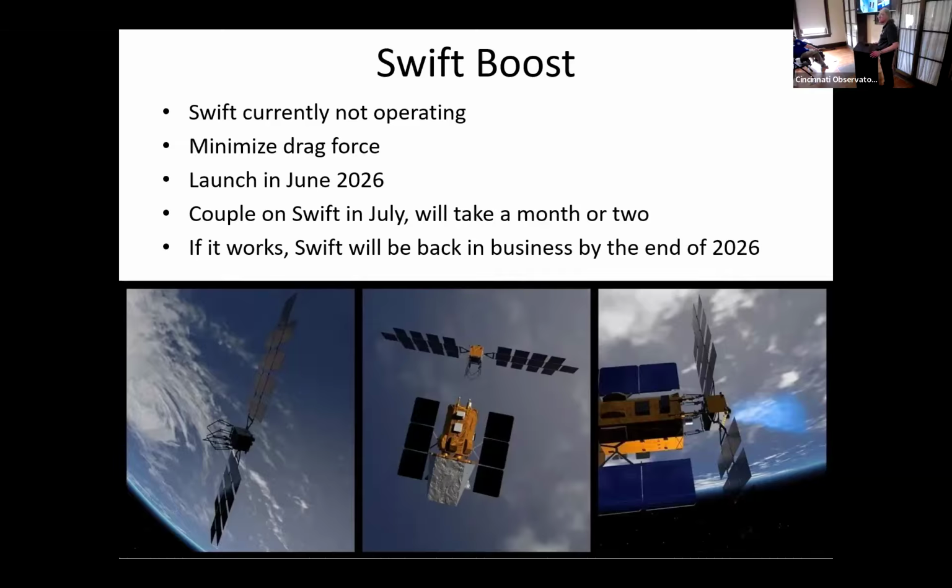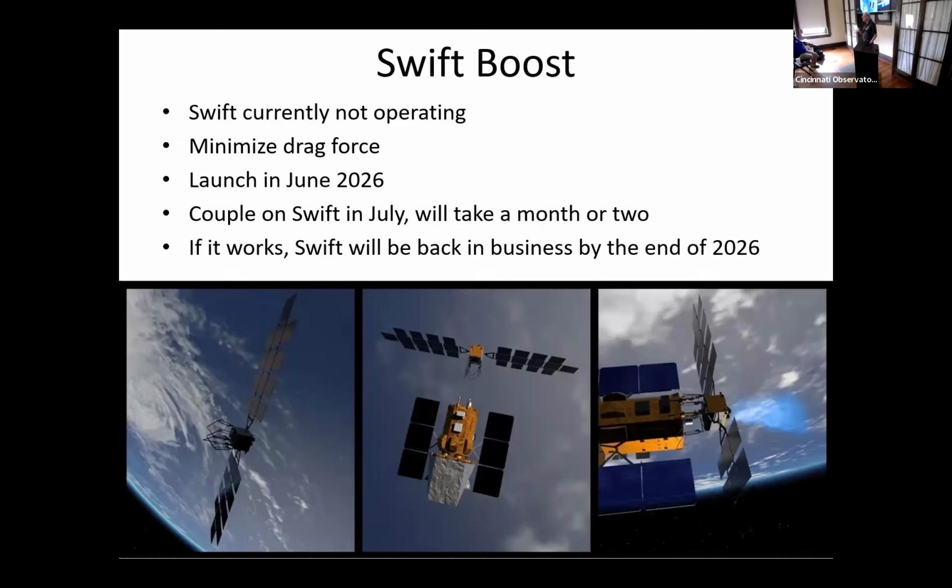NASA agreed to send a mission up there, which is coming from a company called Catalyst. They will send a mission up there coupled to Swift and then boost it up to 500 kilometers again. You will say, well, what is so difficult about this? This has been done in geostationary orbits all the time. Well, in the geostationary orbits, guess what? You don't have an atmosphere. You don't have to worry about drag forces. But if you have to worry about drag forces, you cannot really predict what happens when you do this mission.